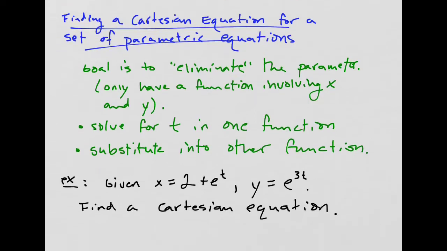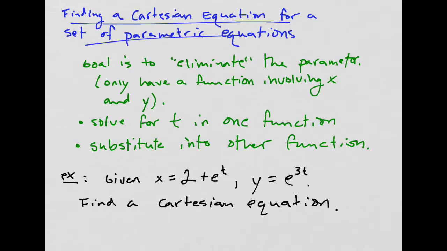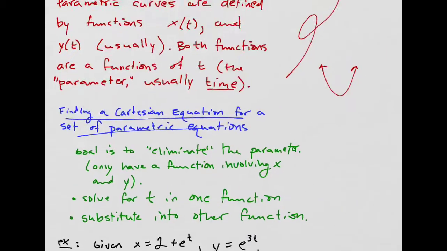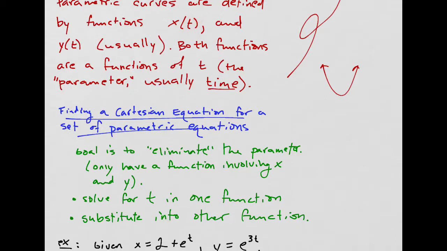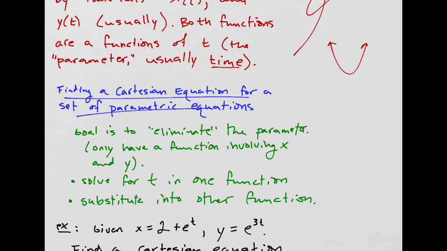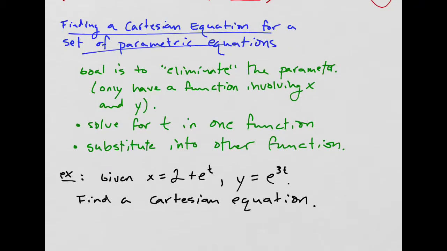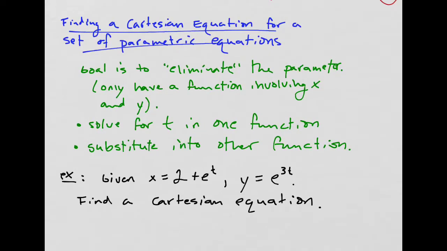And what that involves is eliminating the parameter, so getting rid of the t. If you get rid of the t, all you have is x's and y's, and that's a Cartesian equation. There you go. So the goal is to eliminate the parameter t, so you only have x's and y's. Solve for t in one function, substitute it into the other function. That's the easiest way to go about it.